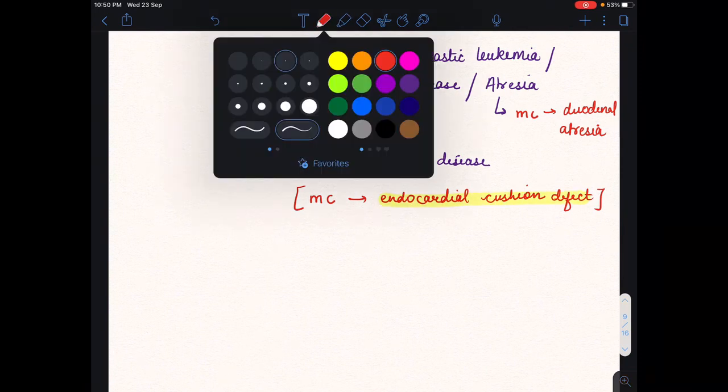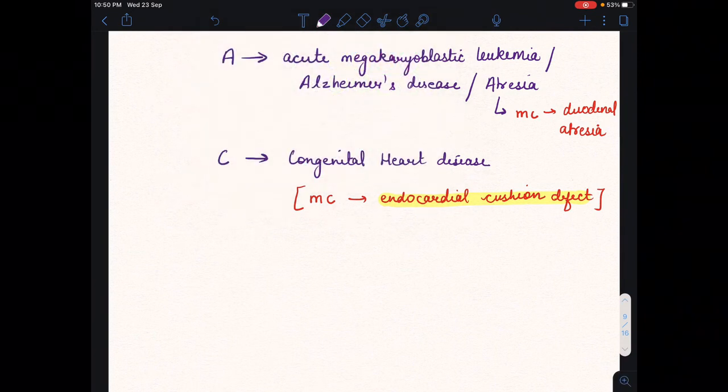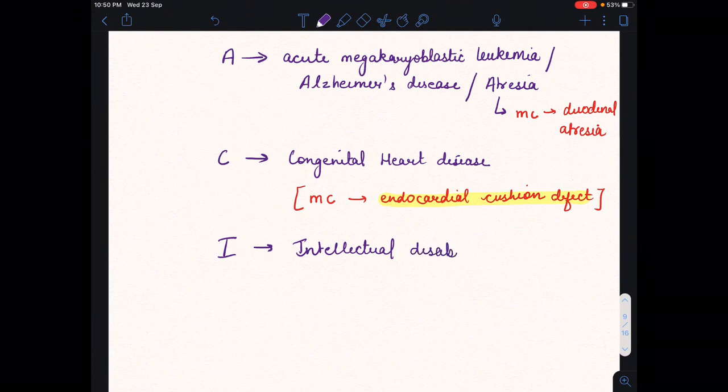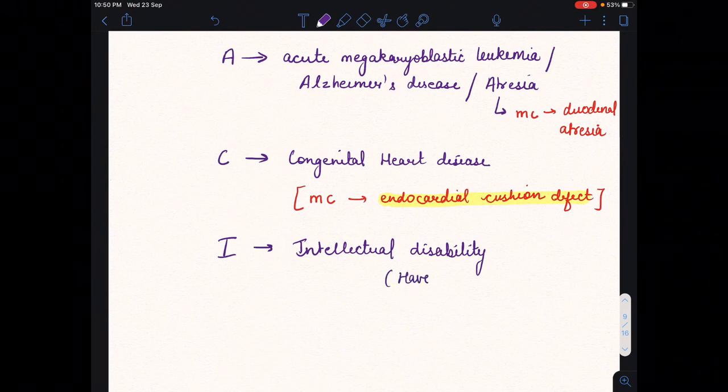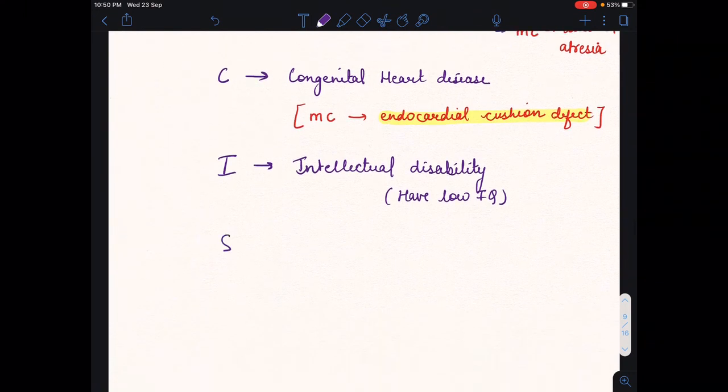And then after this, AC is I for intellectual disability. Intellectual disability means having a low IQ. And S for simian crease. Simian crease means there is a single transverse crease, and sandal gap.